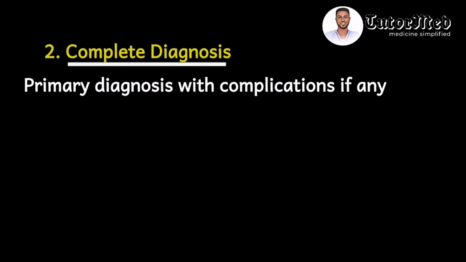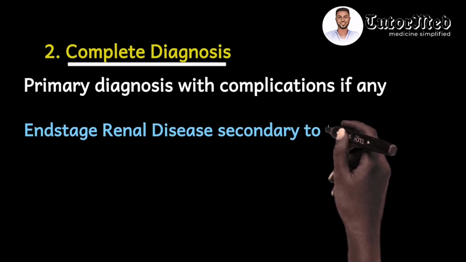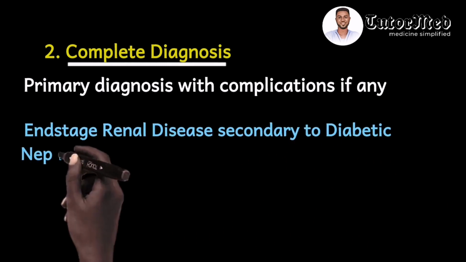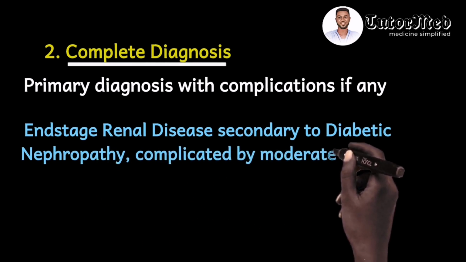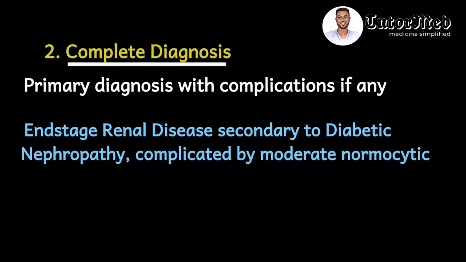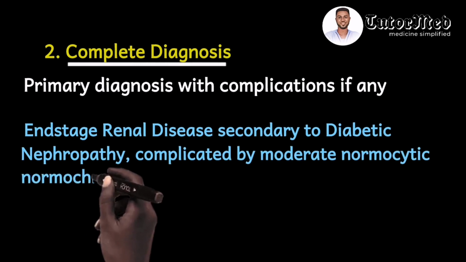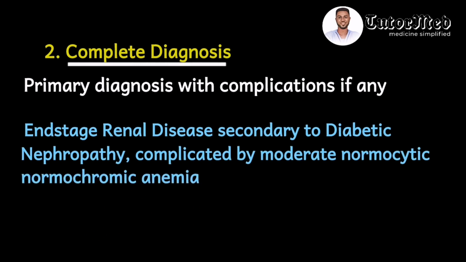After we've mentioned the opening statement, then we say we are currently managing him for end-stage renal disease, secondary to diabetic nephropathy, complicated by moderate normocytic normochromic anemia. And so here you see that the primary condition is diabetic nephropathy, which has resulted in end-stage renal disease, and the end-stage renal disease has been complicated by anemia.